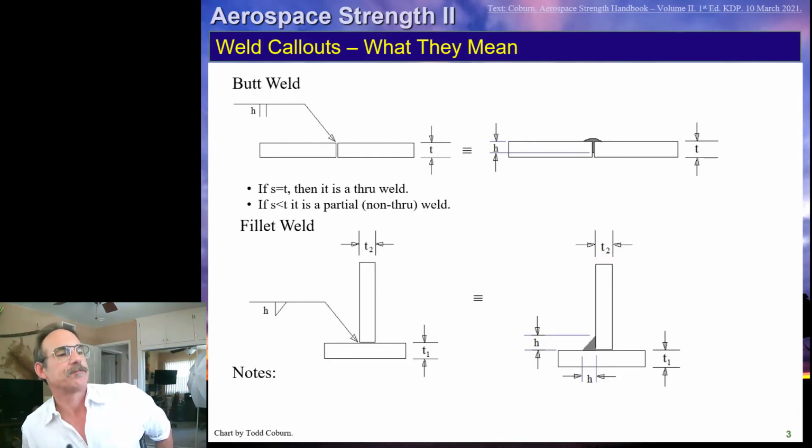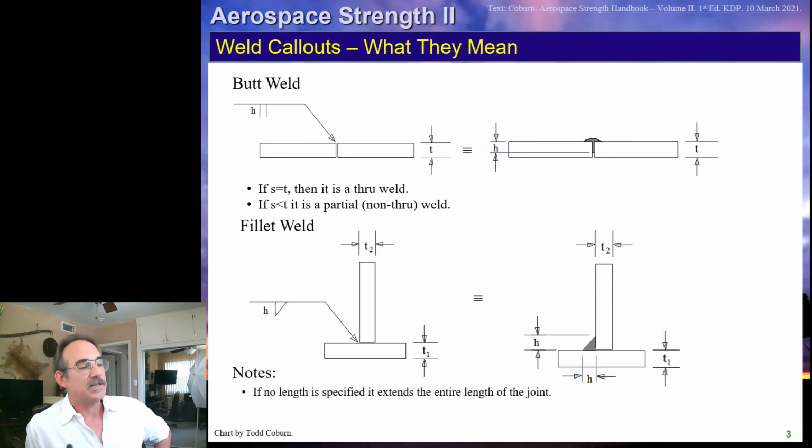That's how it works. All right, if no length of the weld is specified, you'll notice there's no length information for either of these welds, just a size dimension. This means these welds will occur the entire length of the part from one end to the other.